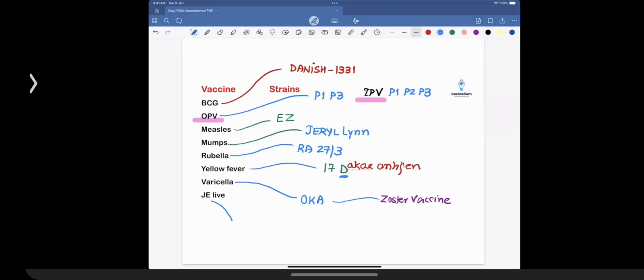Japanese encephalitis live vaccine is used in India. Which strain is used in the program? Very right. SA 14-14-2. SA 14-14-2. Right.